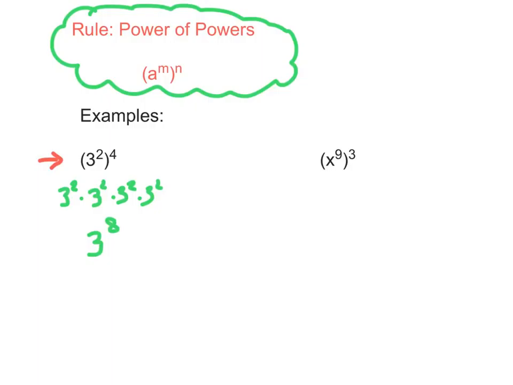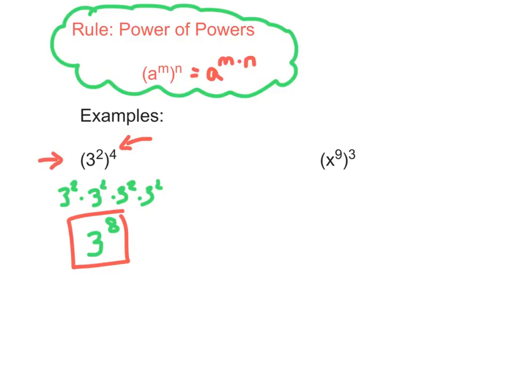So if this is our answer right here, 3 to the 8th power, take a look at what that probably means about our power of powers rule. How did we get that 8? Well, 2 times 4 is 8. So that is the power of powers rule. If we have a single base raised to 2 exponents, we can write the base, and then we can multiply the exponents.